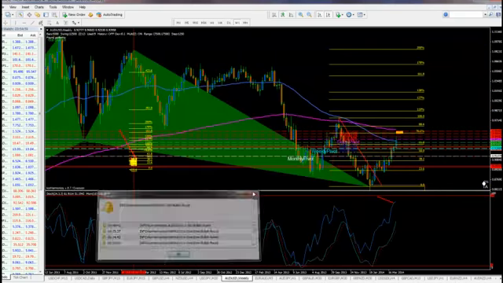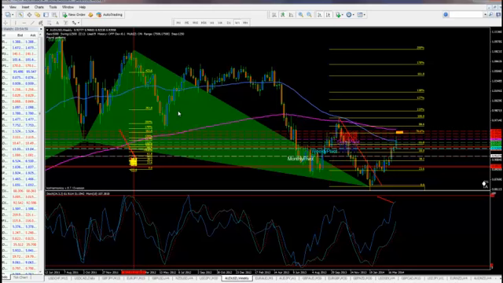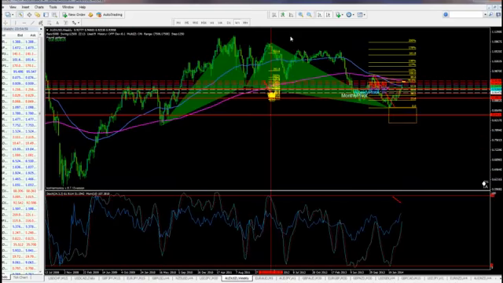Let me pull out to the weekly here. As you can see, our little software here has shown us that this is a bullish bat. I don't know how accurate that is. Let's pull out. I don't really take software's word for everything. I like to measure things.